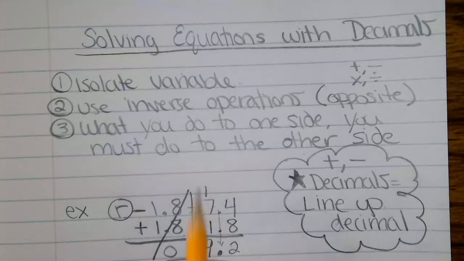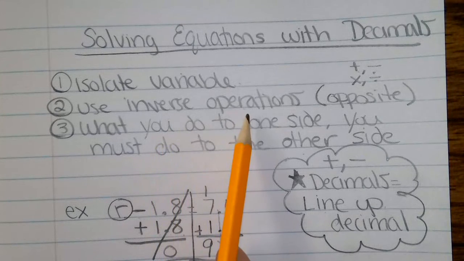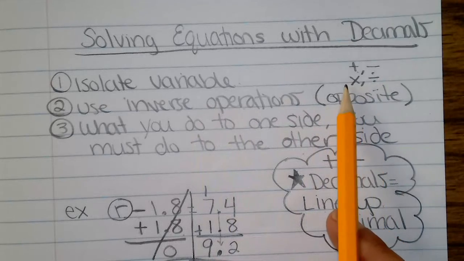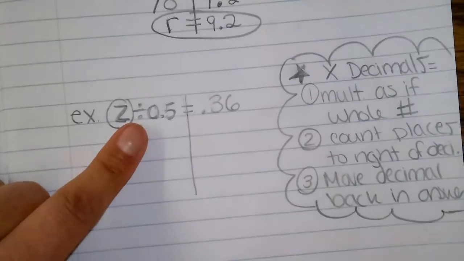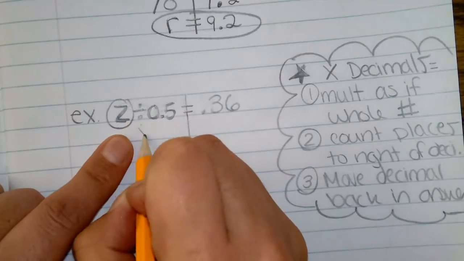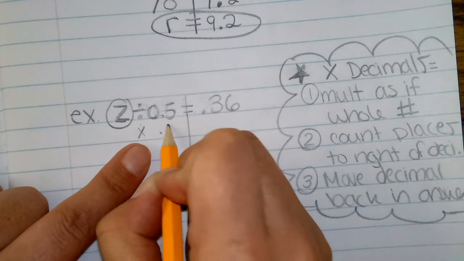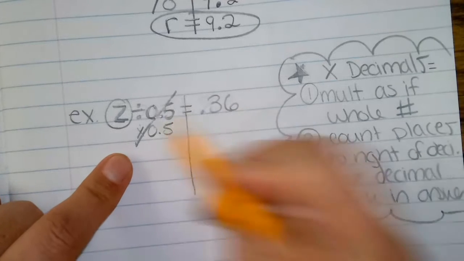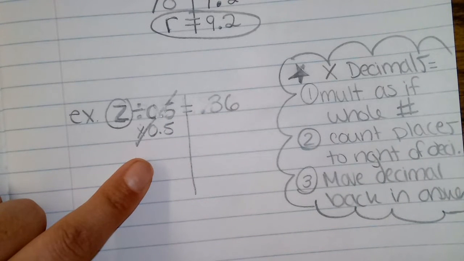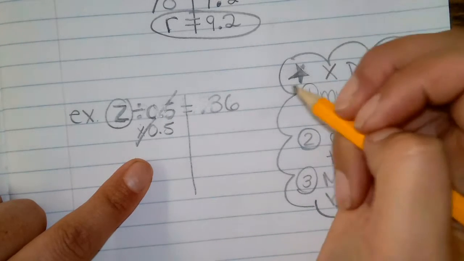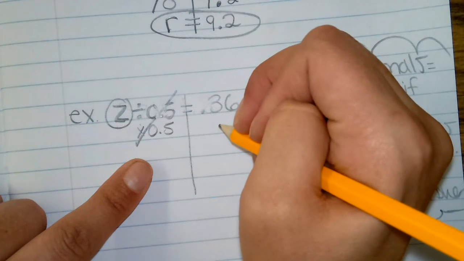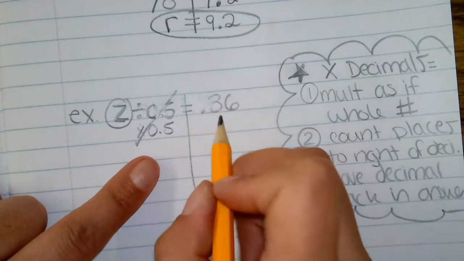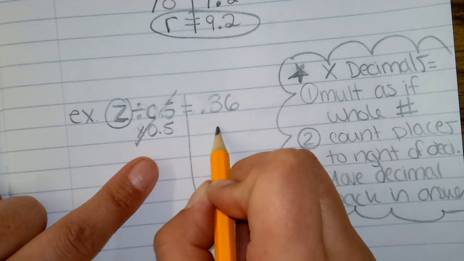Remember, I have to do the inverse operation. So what is the opposite or the inverse of division? Well, that's multiplication. It undoes division. So I'm going to multiply by 0.5 or 5 tenths. And that's going to cancel out. Okay? And now I'm going to do the same thing on the other side.